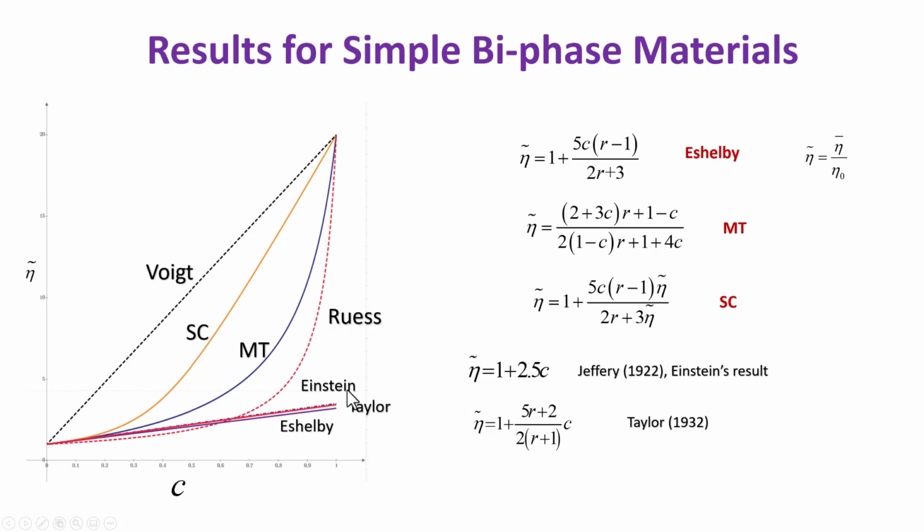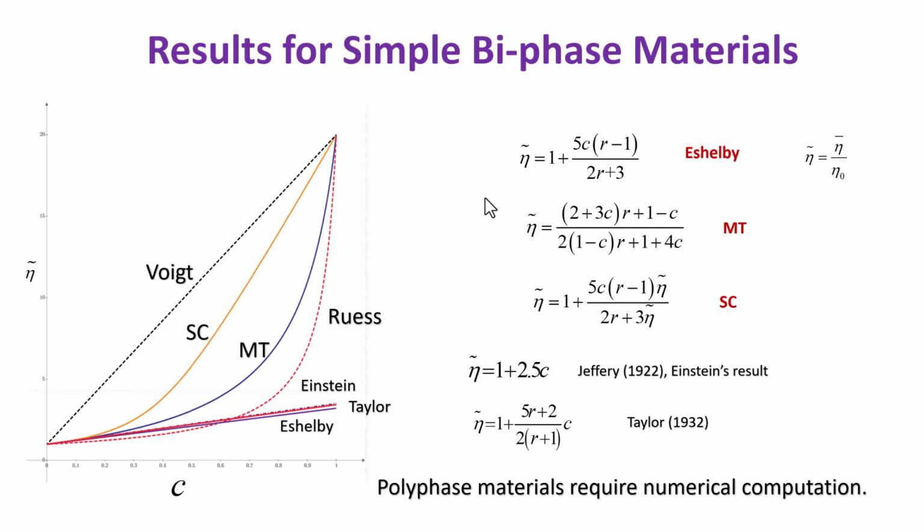Now, if the second phase is rigid and it's very dilute, the Einstein relationship is this. So this quantity is related to the concentration of the rigid particles as long as the rigid particles are very dilute. Taylor obtained this relationship. All the above results converge to this simple relationship as long as C is very, very small. So for dilute situations, all the results converge to this.